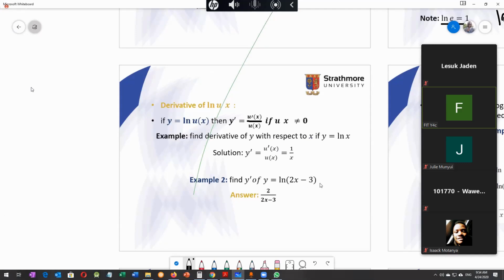You can look at more and more examples here. The derivative of natural logarithmic functions is the same as taking the derivative of the function divided by the function itself. So if you're given something like y is equal to natural log of 2x minus 3, you will take the derivative of it, and you are able to sort a lot of issues this way.